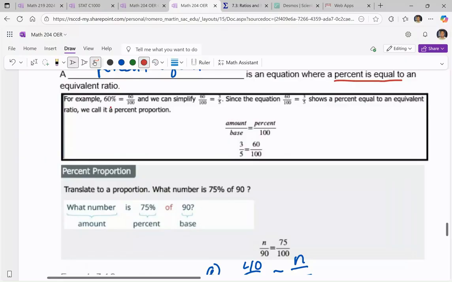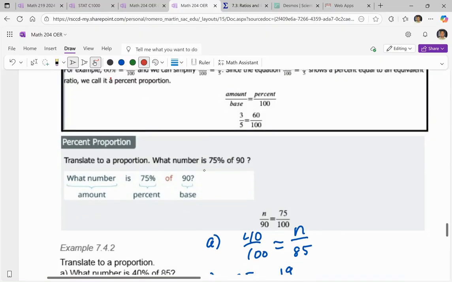60% is 60 over 100, and we could simplify that as 3/5. Since the equation 60 over 100 equals 3/5 shows a percent equal to an equivalent ratio, we call it a percent proportion. You have amount over base equals percent over 100.